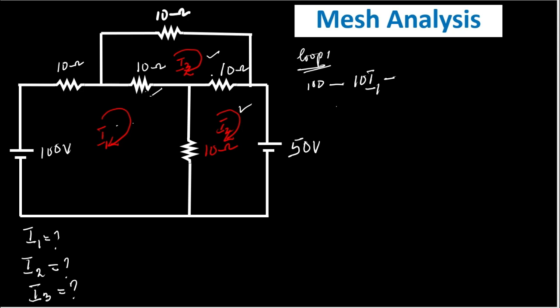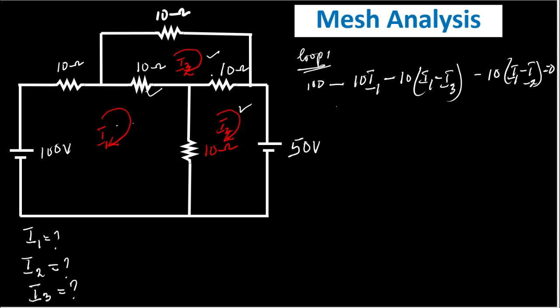I'm in loop 1, and if you look at this resistor, it is under the influence of both I1 and I3. While I1 is moving from left to right, I3 is moving from right to left. They are moving in opposite directions, so it becomes minus 10 into (I1 minus I3). The last resistor is between I1 and I2. They are also moving in opposite directions, so it becomes minus 10 into (I1 minus I2), equals 0.